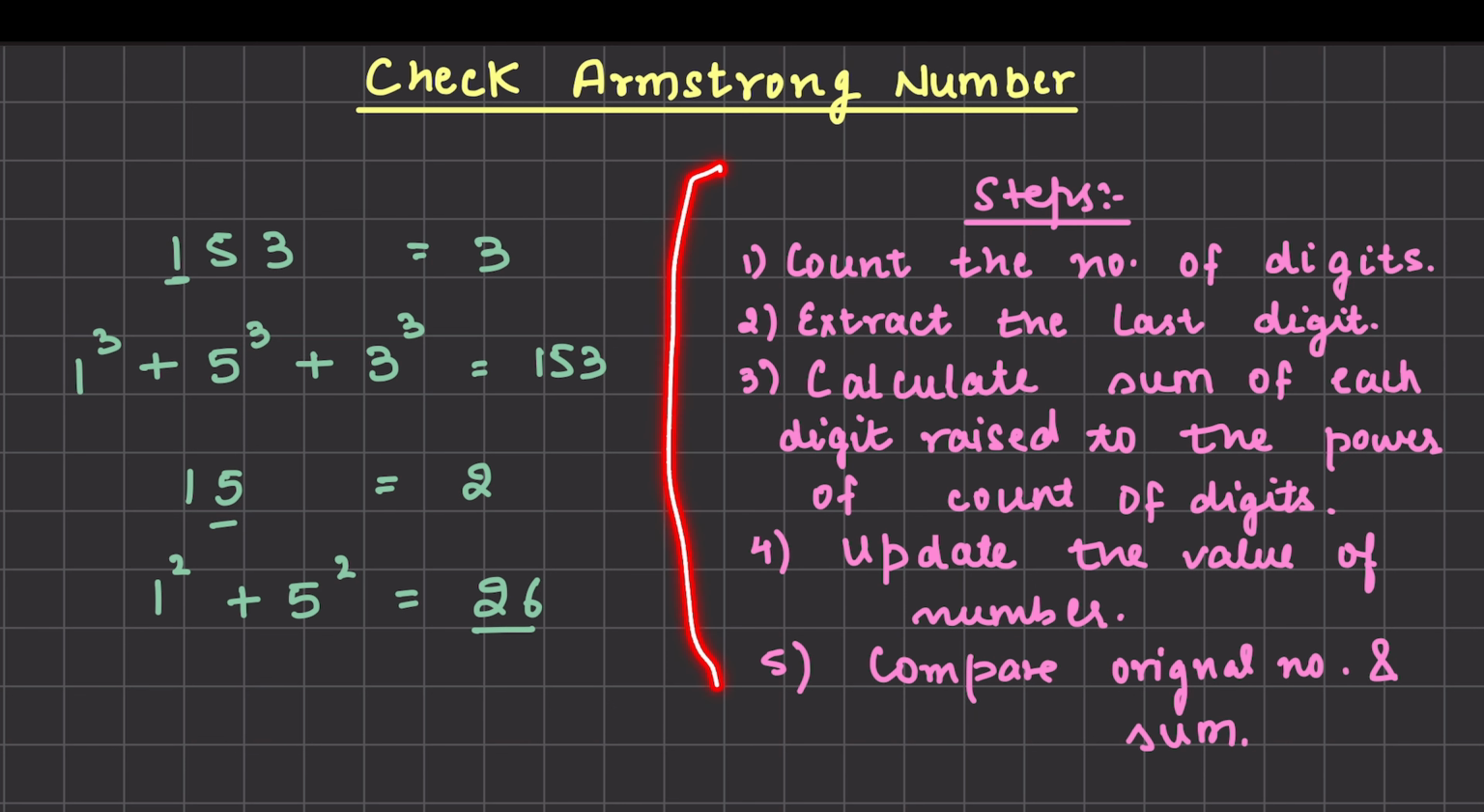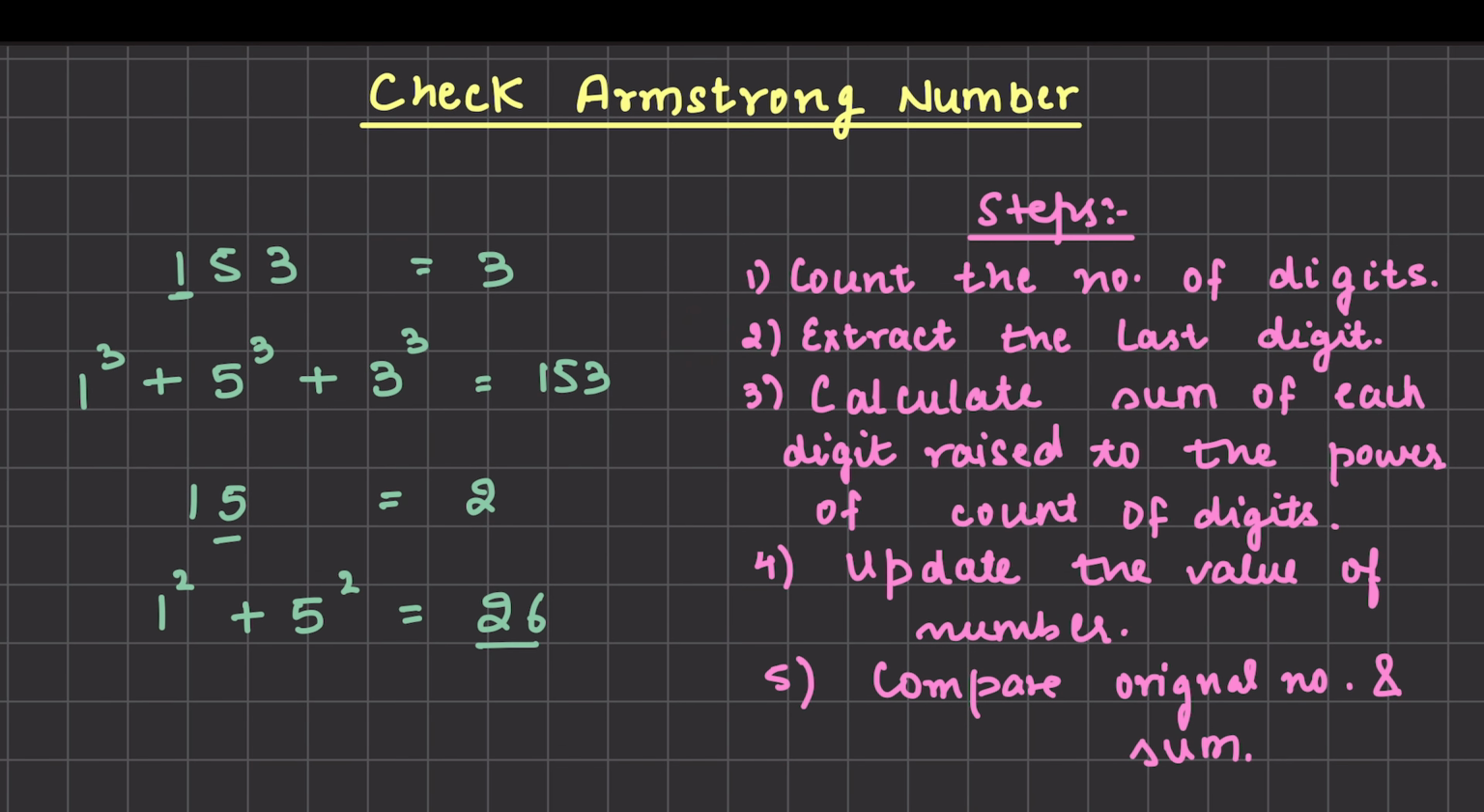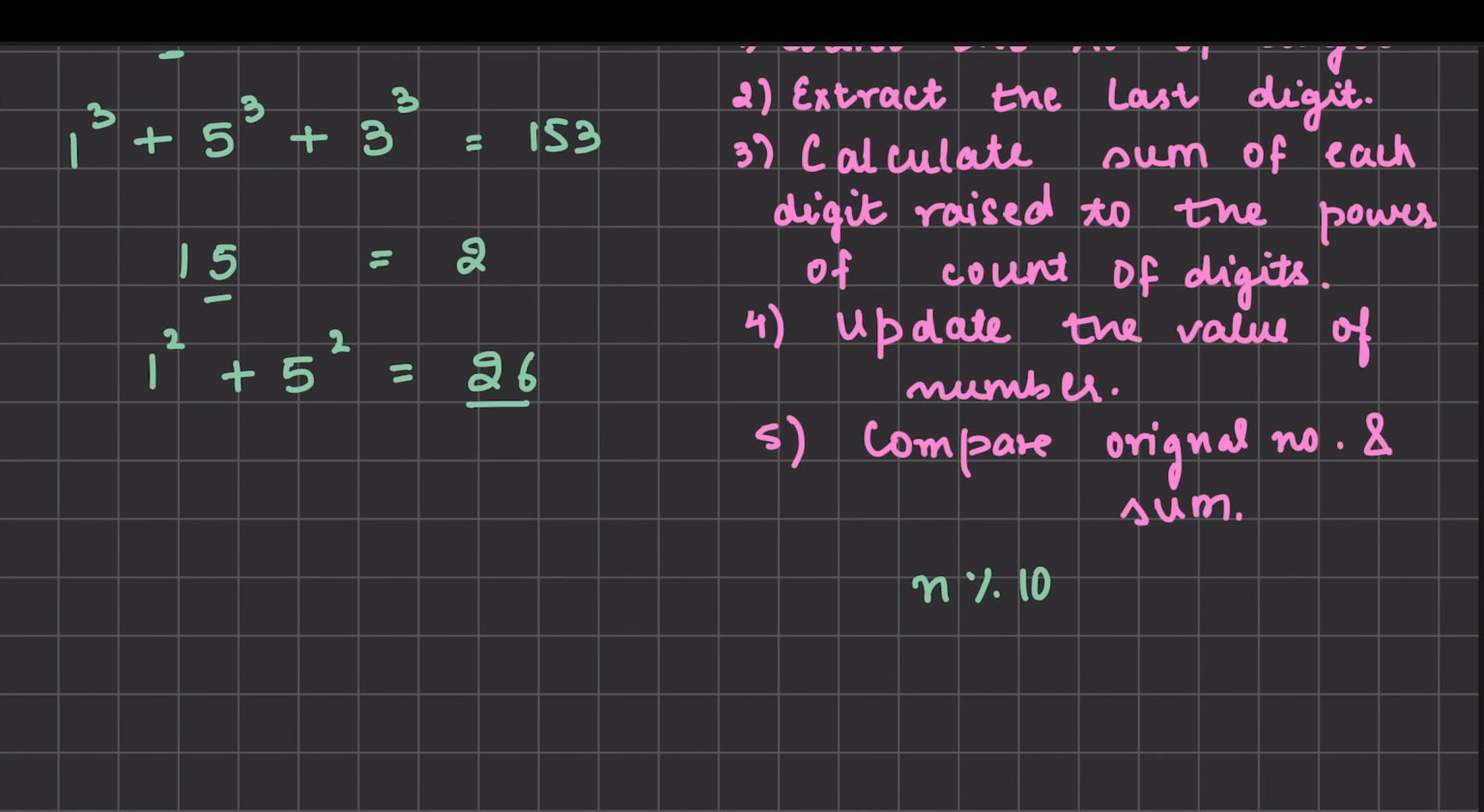Here I have listed a few steps, and using these steps you will be able to write the algorithm pretty easily. So the first step is that you have to count the number of digits. I hope that by now you know how to count the number of digits. If not, you can check out the video linked in the I tab. The second step is that you have to extract the last digit. We extract the last digit by n modulo 10. In this case, if I start with the number 153, I'll extract the last digit, which is going to be 3.